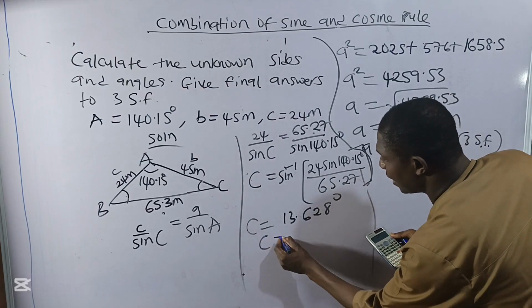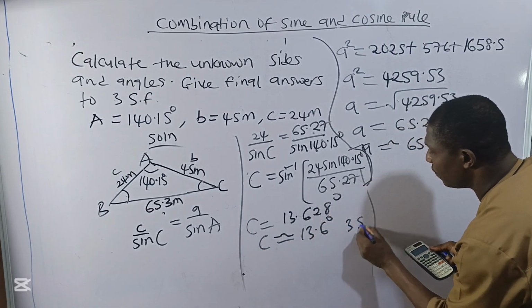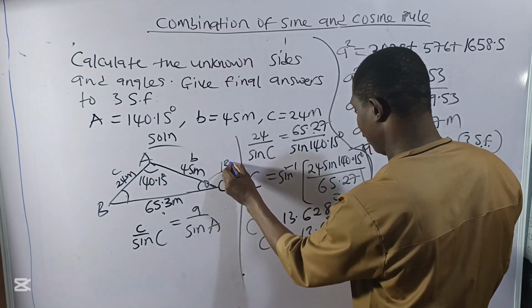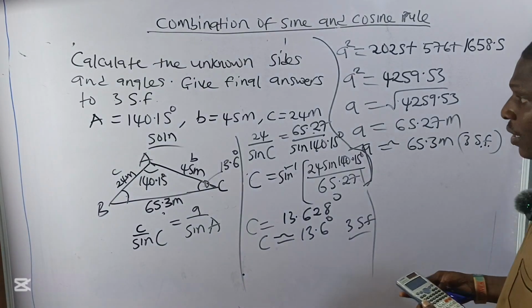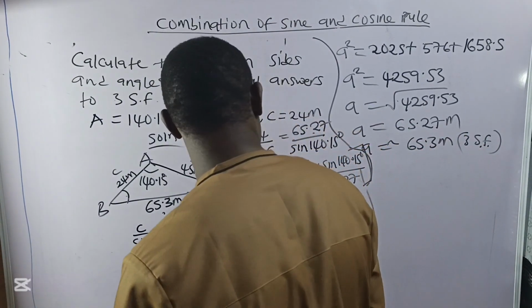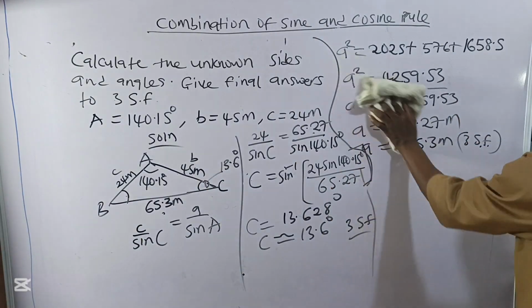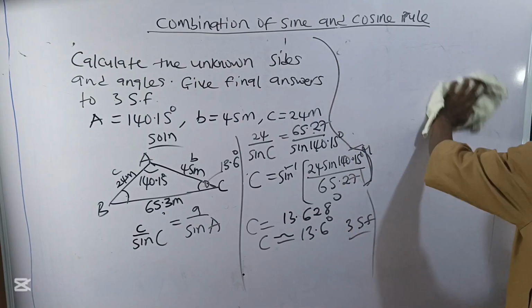13.628 degrees, and C is approximately equal to 13.6 degrees to 3 significant figures. So my angle C is 13.6 degrees. Since my angle A is known, which is given, and my angle C has been gotten, I can get my angle B easily.